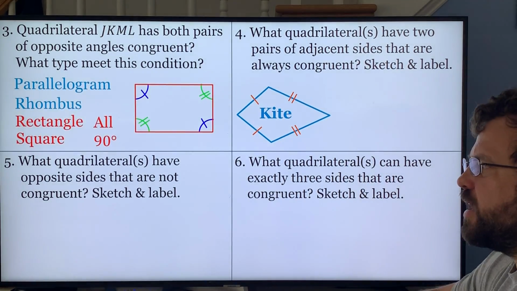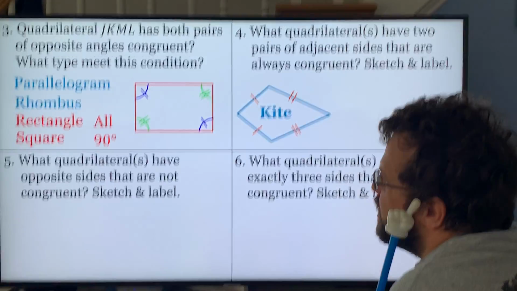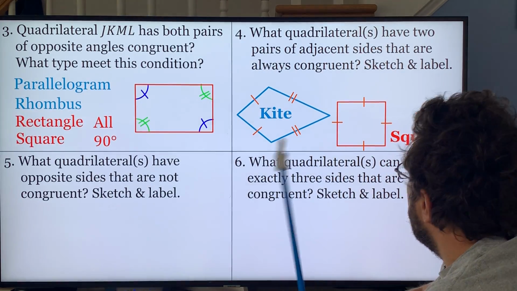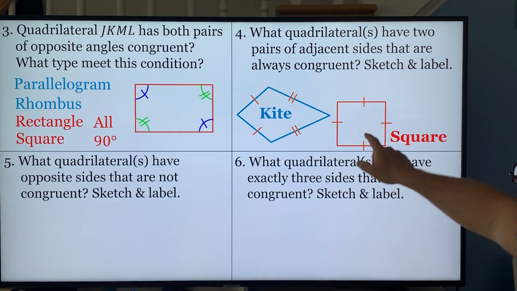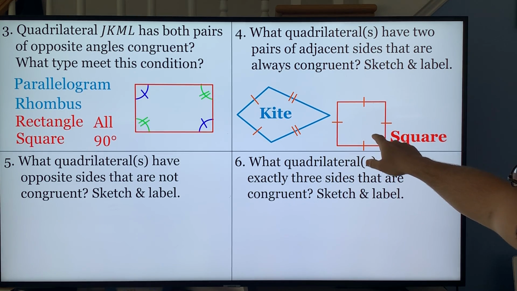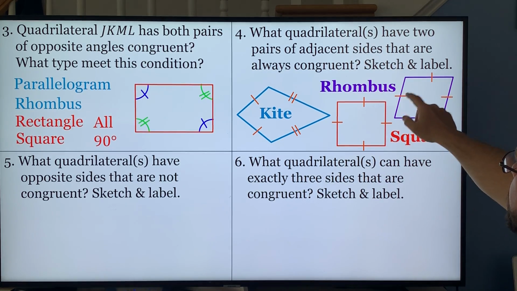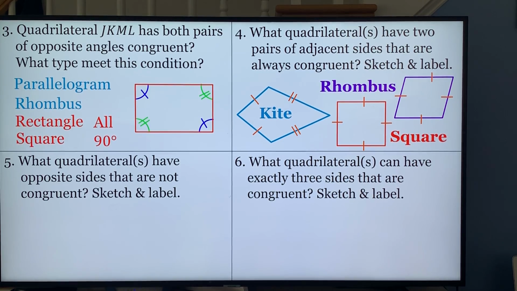What types of quadrilaterals have opposite sides that are not congruent? So now the opposite sides are not congruent. There's two. Oh, what about a square? Oh, duh, I didn't even think about that. You can also have a square, two pairs of adjacent sides that are always congruent. Or you can have a rhombus, two pairs of adjacent sides that are always congruent. Ah, got me. I didn't think deep enough.